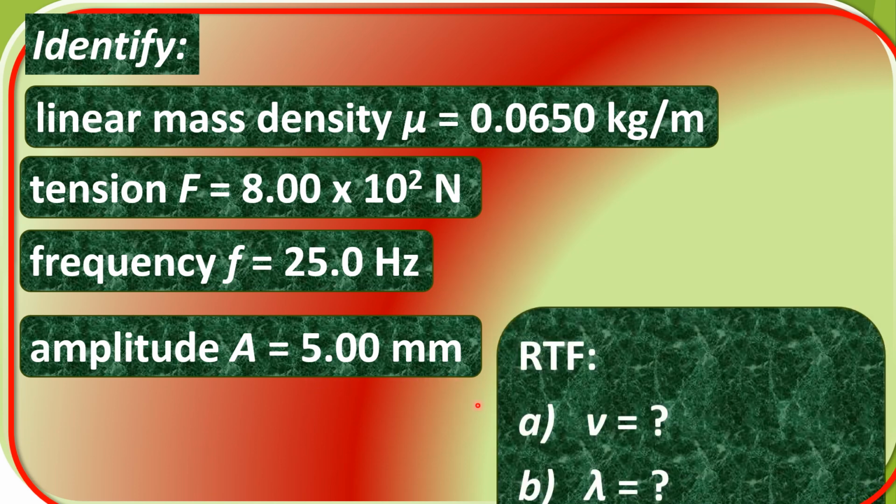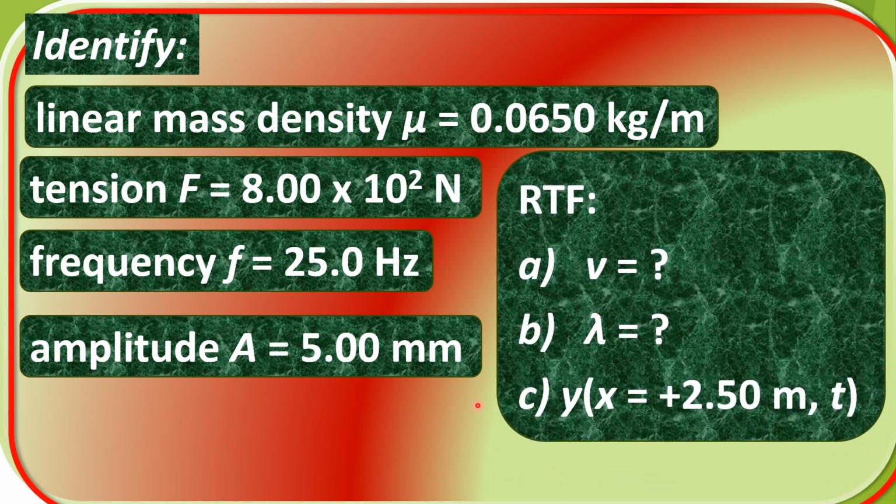Our target variables are letter A, the speed of the wave, for letter B, the wavelength lambda, and for letter C, we are to find an equation for the displacement y as a function of time at a point x equals positive 2.50 meters from the end of the rope where x is equal to 0 at time equals 0.